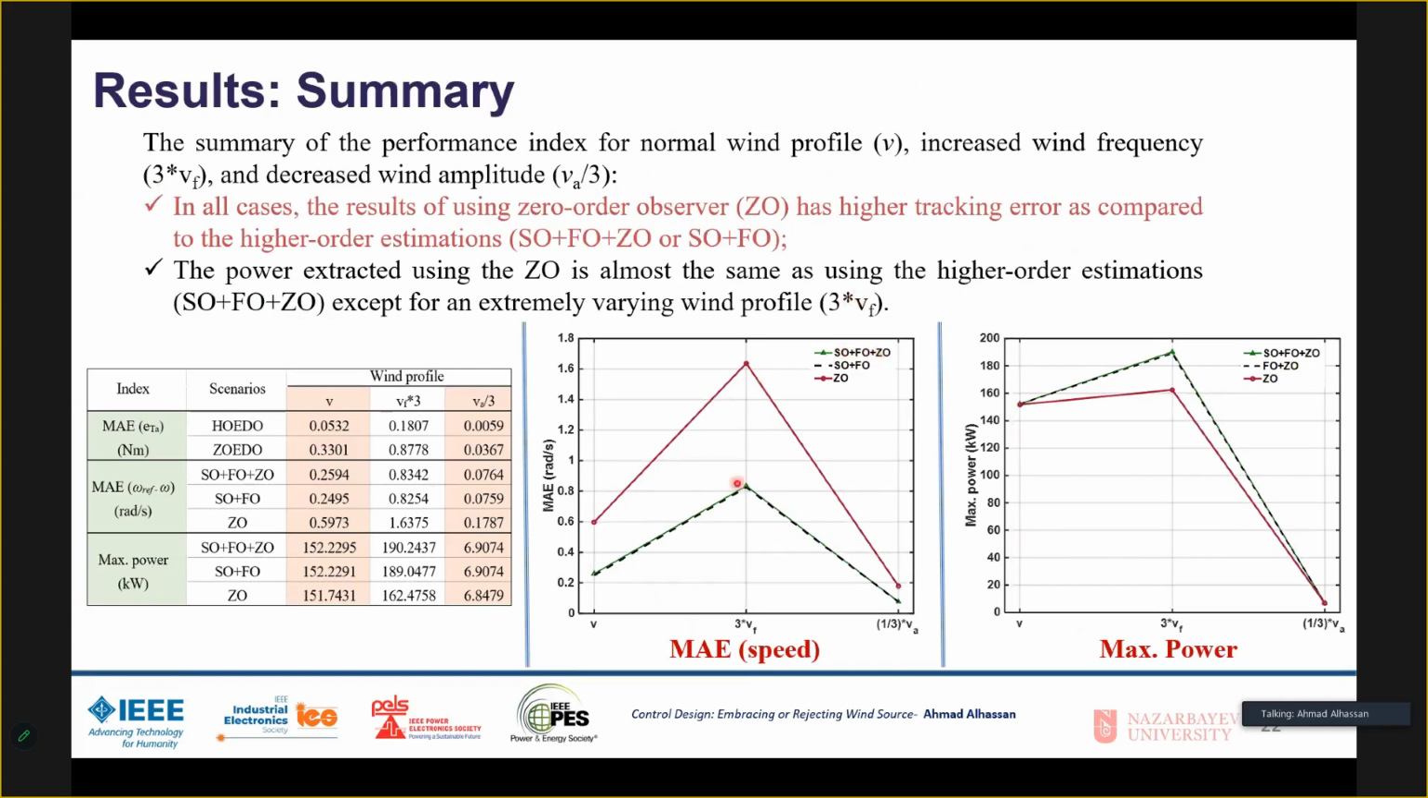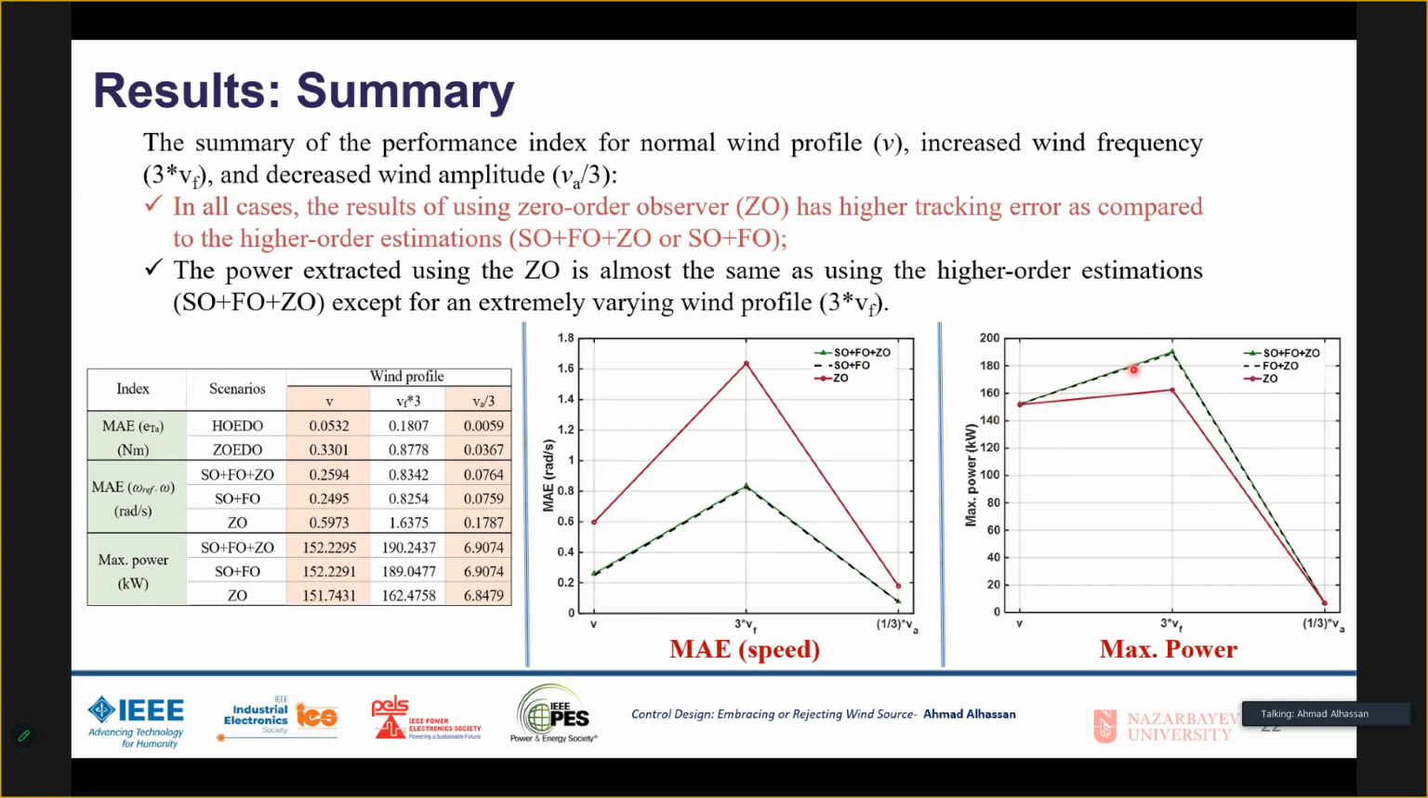We can see if we look at the error, this is using the mean absolute error. We can see how the behavior looks like at 3 times and 1/3. So in any case, the zero order has more error. But when it comes down to a minimal speed or amplitude, here and minimal speed, we can see they almost converged. And the same with the power generation here.